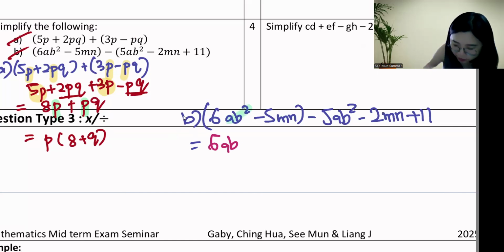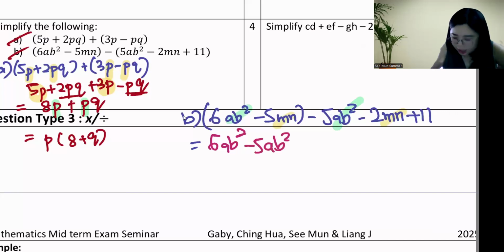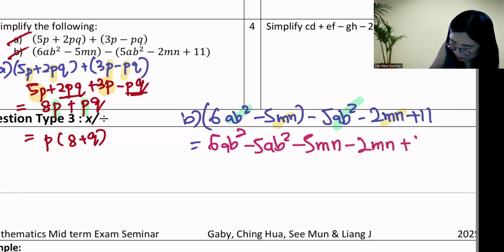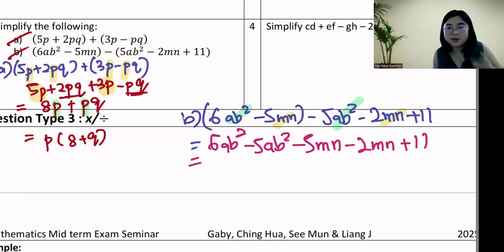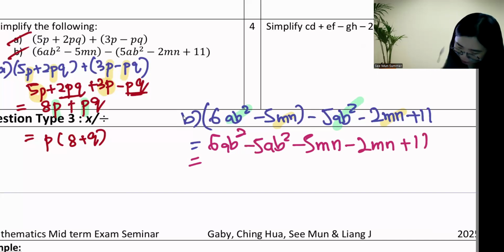So first we have AB squared. Can you see AB squared is here? And then we also have MN. So we try our best to group them. So 6AB squared can group with minus 5AB squared, correct? And then minus 5mn can group with 2mn and then plus 11. So the bracket is a bit confusing, to be honest. Without the bracket we know, but the bracket makes me want to factorize some more. So 6 minus 5 AB squared, and then 5 minus 2 will equal 7mn plus 11.